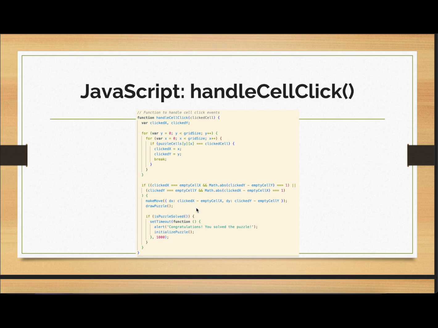The next part is the handle cell click. So this basically just makes sure that the tile that you're clicking on is one within range of the blank tile, and if it is, then it'll go ahead and swap places with the blank tile. So pretty simple there. The draw puzzle is called after the make move in order to re-render the grid, and then we have the is puzzle solved, which basically just makes sure that the puzzle is actually solved, and we'll go over that logic in a second. And if it is, then it displays this pop-up alert.